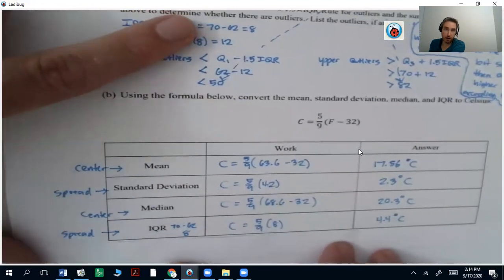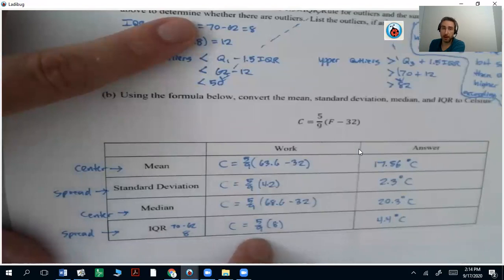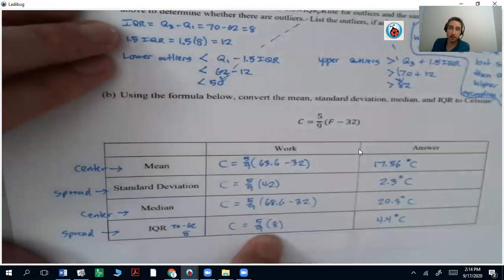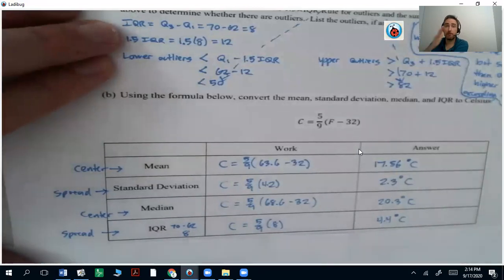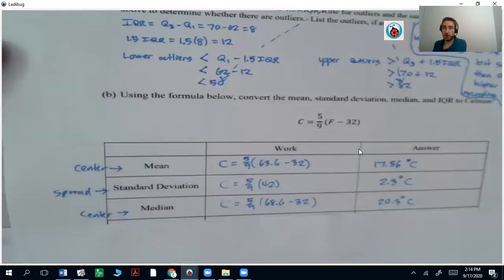And finally, the IQR, not the quartiles themselves, but the IQR being 8, that's a measure of spread. So we would only want to multiply that, not add or subtract it. Adding or subtracting doesn't affect the spread. It doesn't affect how far apart things are. So whether you shift it left or right, it's still going to be that same width. So we only multiply, because multiplying, in this case by 5/9, is going to make it smaller. But if you multiply by a larger number, that's going to make it bigger. So those should be your answers for that.